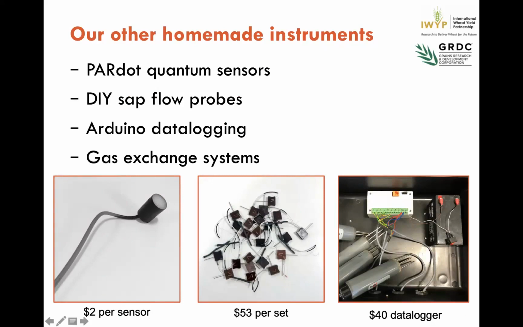We're also building DIY sap flow probes, and Tom Buckley over in Davis is continuing to use these now in almond orchards, I think. And we're also looking to build very cheap data loggers using the Arduino platform. And we're sort of getting that up to speed now. We can now give 12-volt power to sensors and things like that. So yeah, it's all quite exciting. And we've built a couple of other gas exchange systems too.